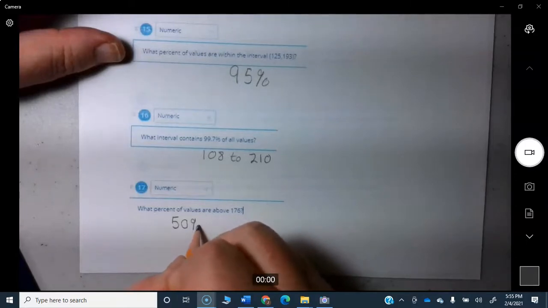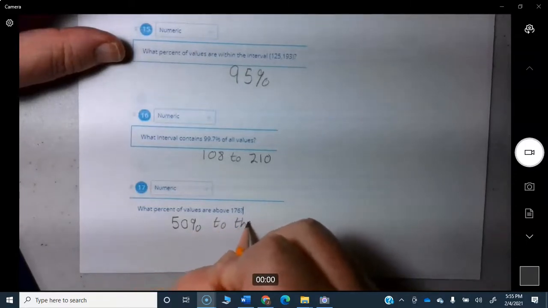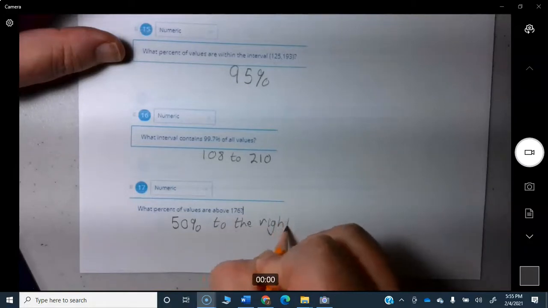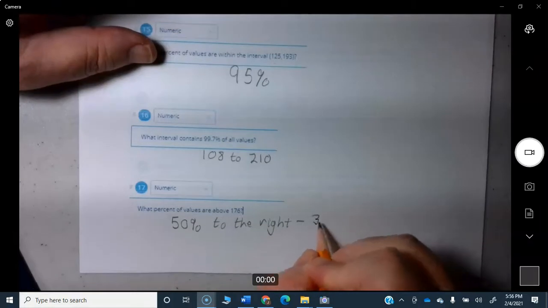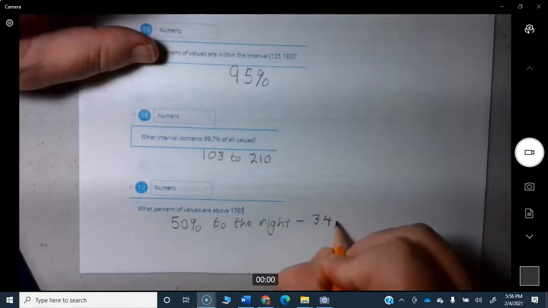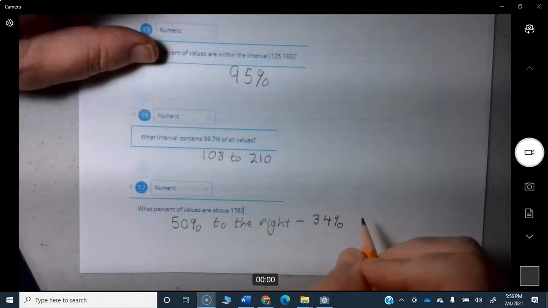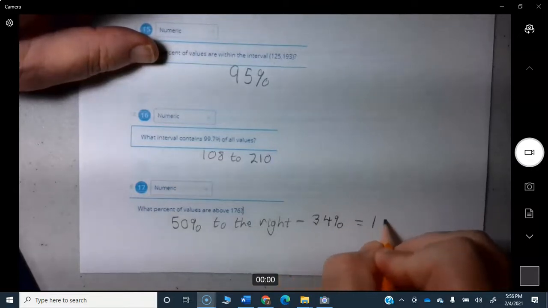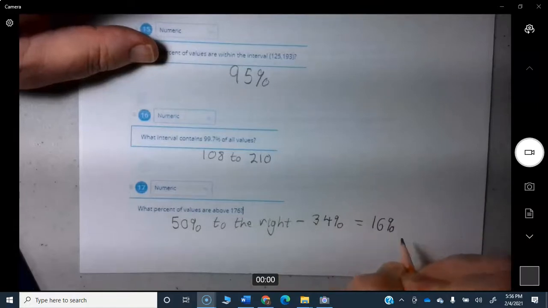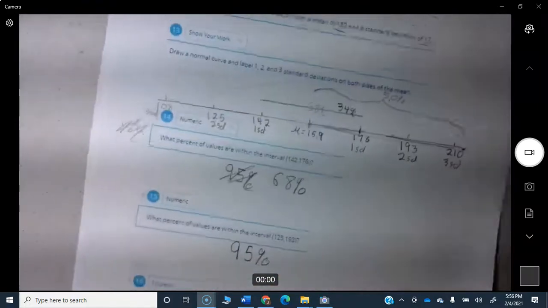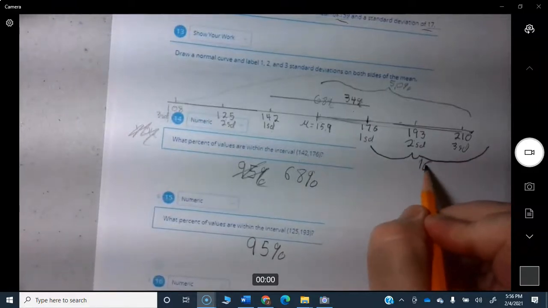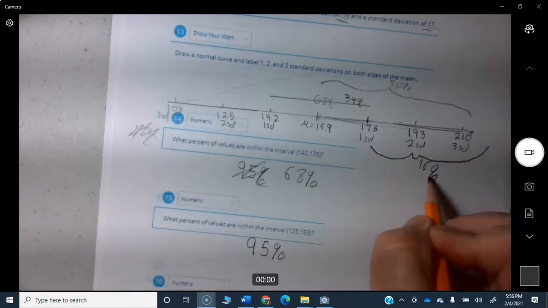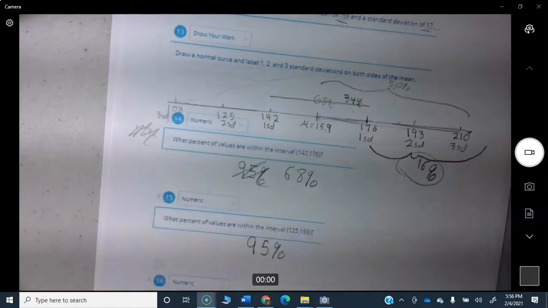50% to the right minus 34% within one standard deviation. That would be from 159 to 176, and that's going to equal 16%. Okay, and that's this distance right here. That's from here all the way to the end. 16%. That's a percent sign. 16%. Okay? All right. Keep going.